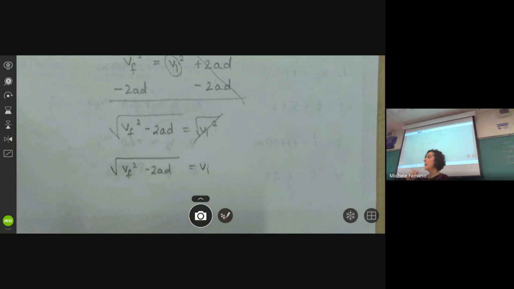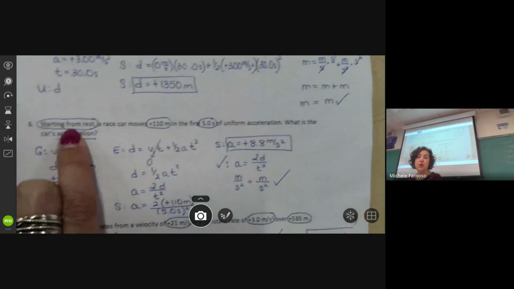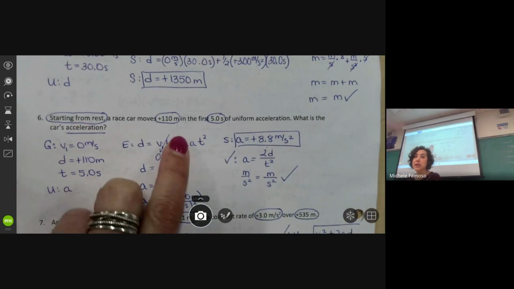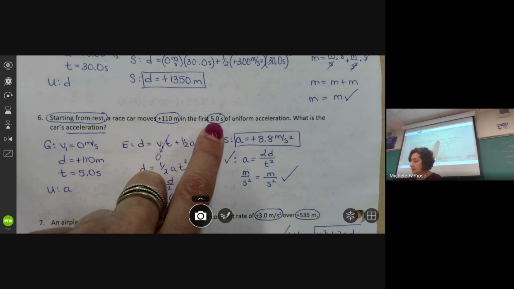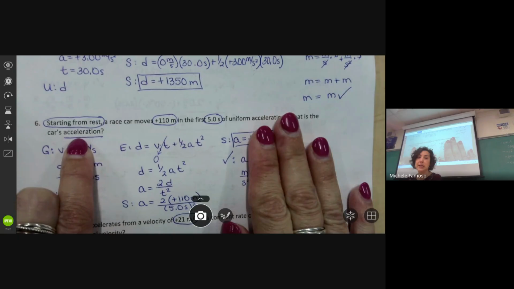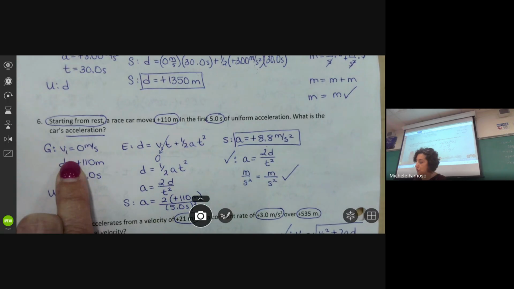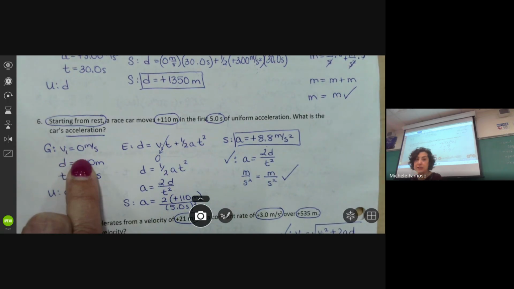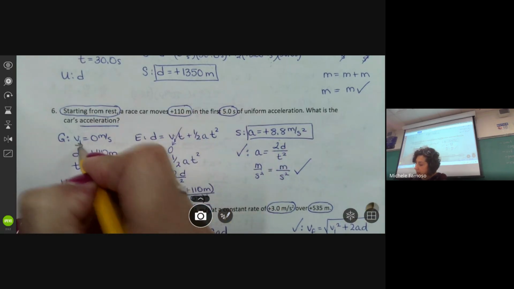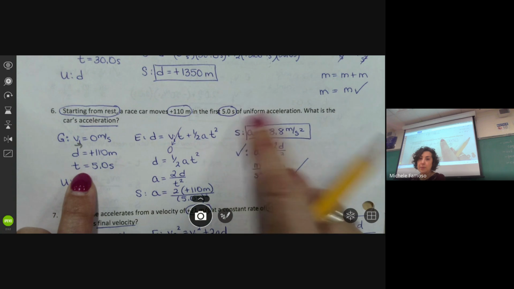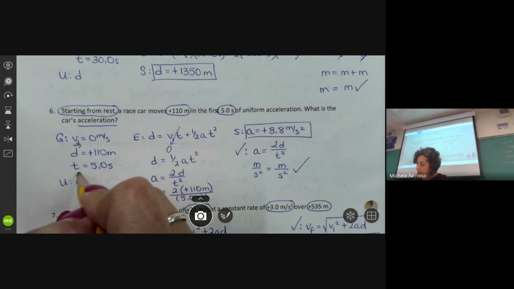Okay. Miriam? Number 6. Okay, you should have circled starting from rest, positive 110 meters and 5.0 seconds. Should have underlined the word acceleration. So when we say that you start from rest, that means your initial speed or your initial velocity is 0 meters per second. This is a displacement, and that is a time. We are looking for the acceleration.